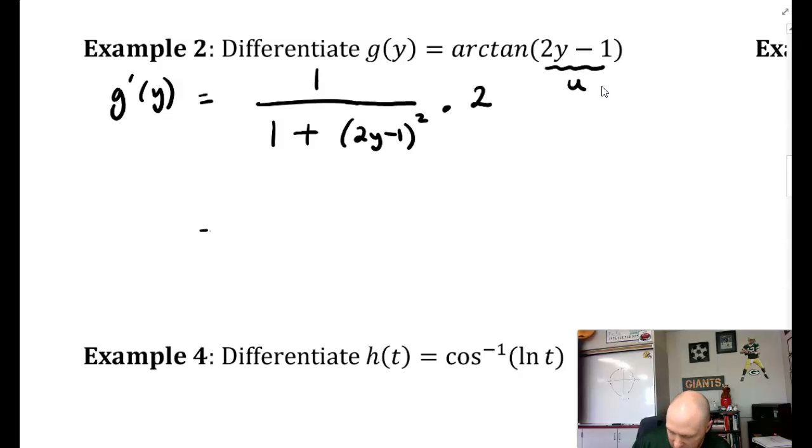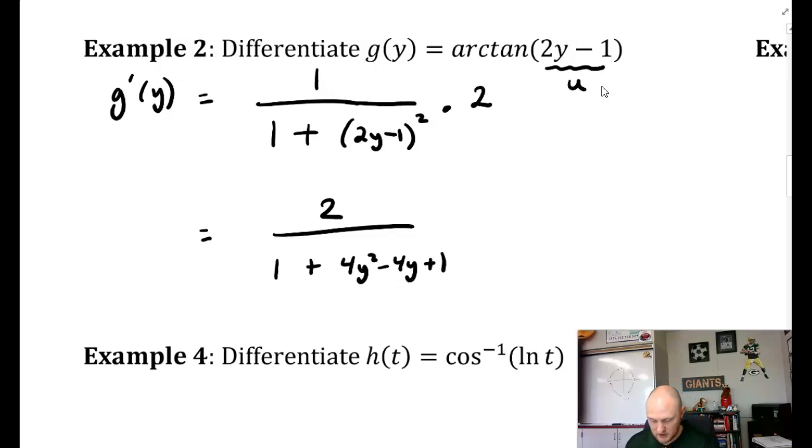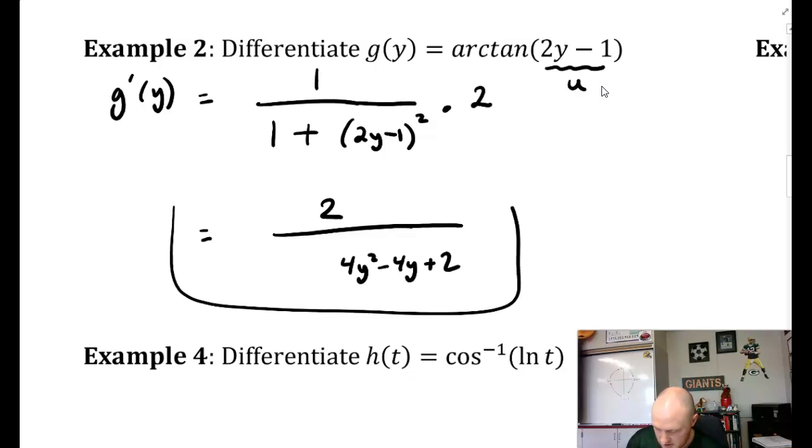So there's your derivative. That's it. And if we wanted to go ahead and clean this up, we could. We could move the 2 into the numerator, plus 1 plus, I could expand this. What is this? 4y squared minus 4y plus 1. So let's make this plus 2. There we go. Okay, so there's g prime of y.